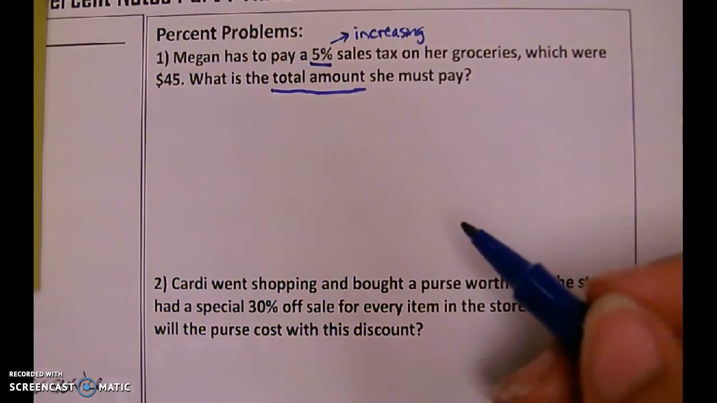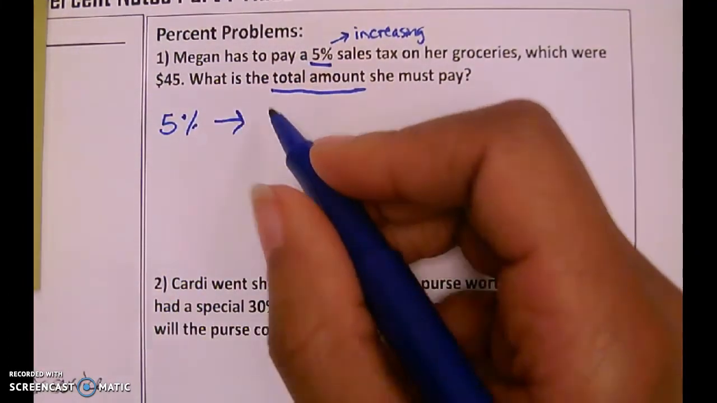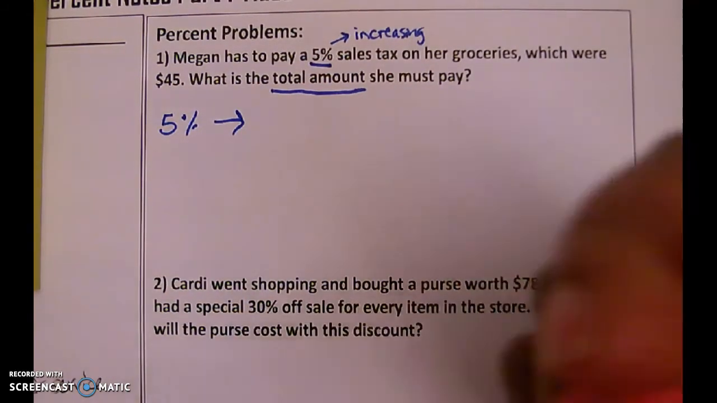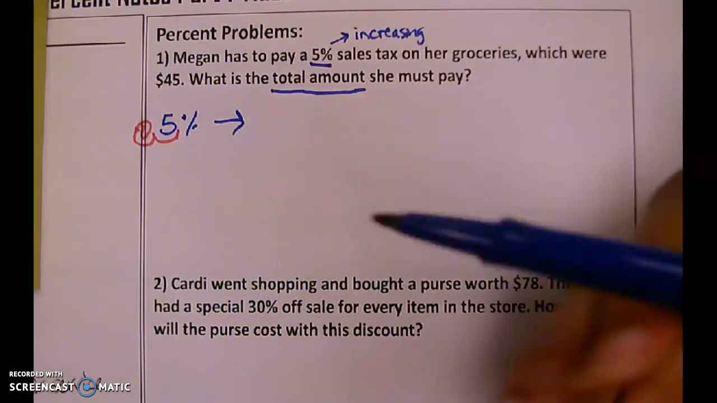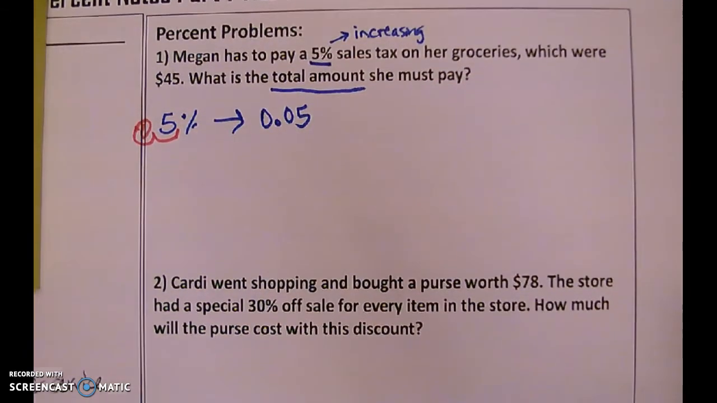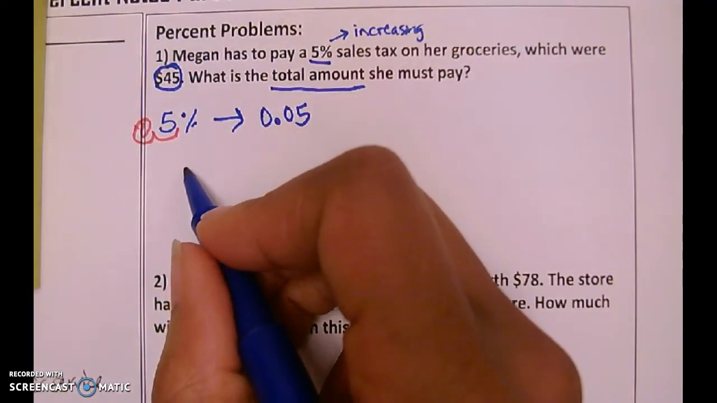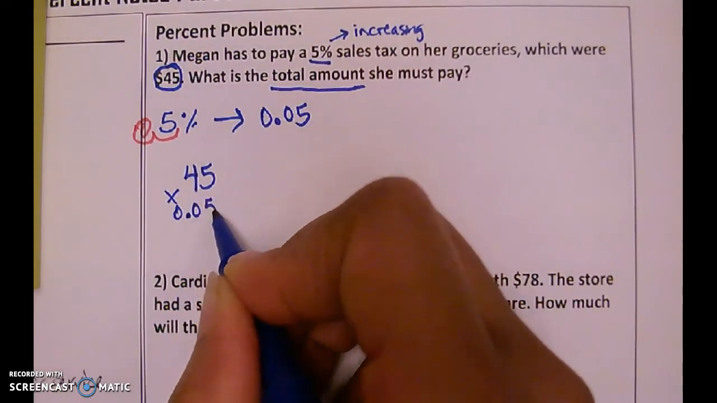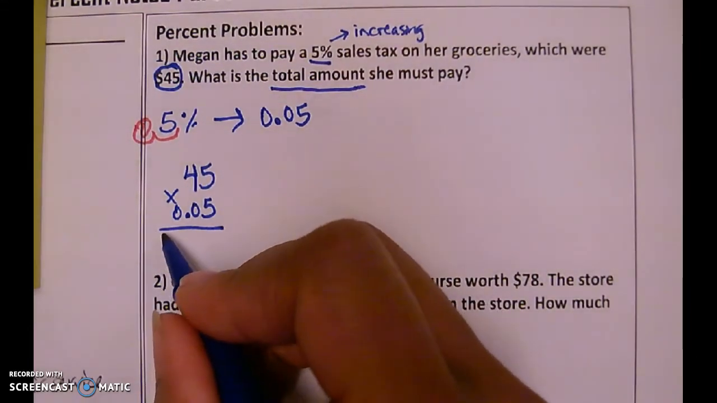Okay? So the first thing we're going to do is take this 5% and turn that into a decimal. If we move the decimal over 2 times, the decimal version of 5% is going to be 0.05. Now that we have this, we're going to multiply our total amount, the groceries amount, 45 times 0.05.